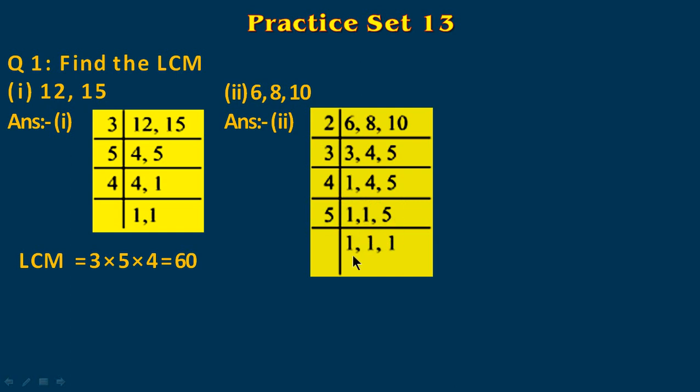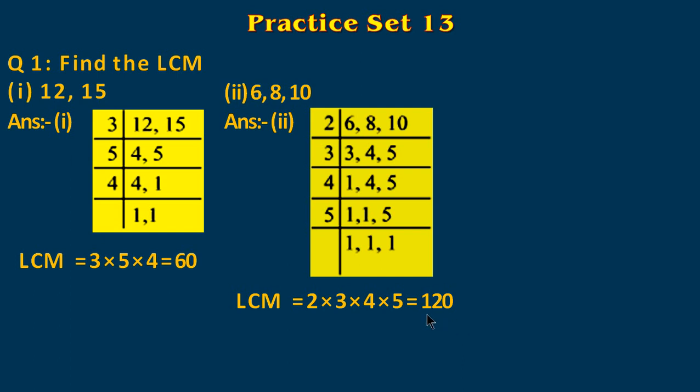Now you can see at the end of the sum we have got 1. So the LCM now is 2 into 3 into 4 into 5. 2 3s are 6, 4 5s are 20. 6 into 20 is 120.